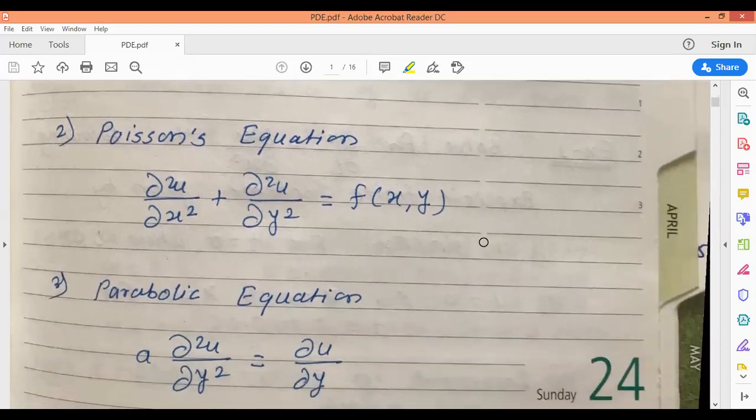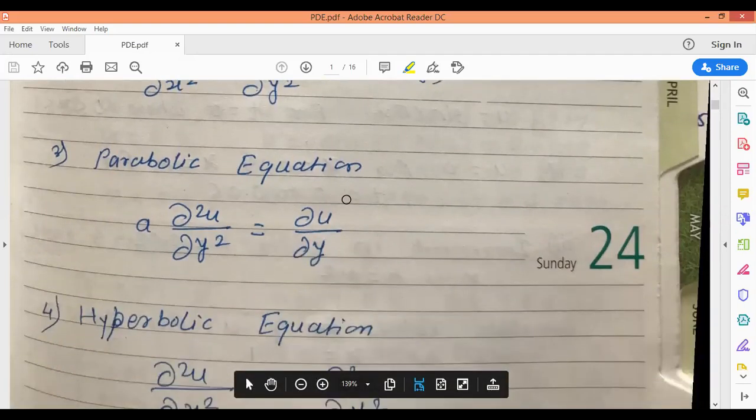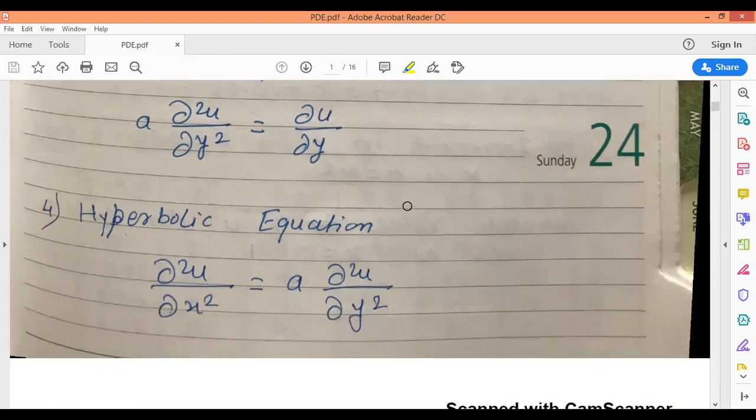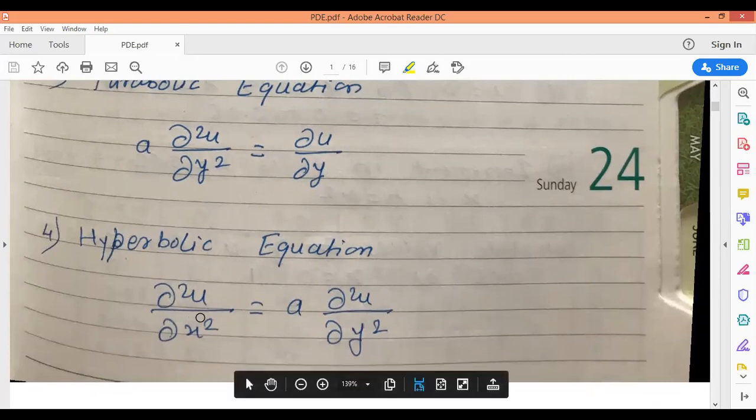After that, there is the parabolic equation. In the parabolic equation, a d square u by dy square is equal to du by dy. This is the generalized form of the parabolic equation, and this is the generalized form of the hyperbolic equation: d square u upon dx square equals a into d square u upon dy square.